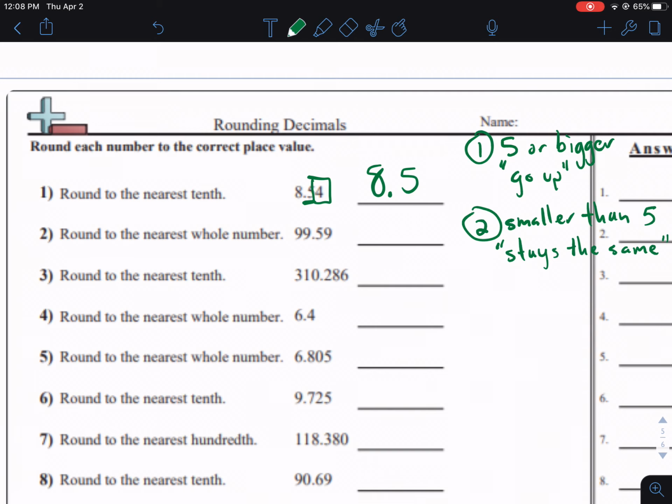So now, number 2, round to the nearest whole number. What is my whole number? Remember, you go to the left of the decimal. So 99. What number's next to 99? 5. Is 5 bigger than 5 or smaller than 5? Remember, number 1 says 5 or bigger. So 5 or bigger, we go up. 99 goes up to 100.